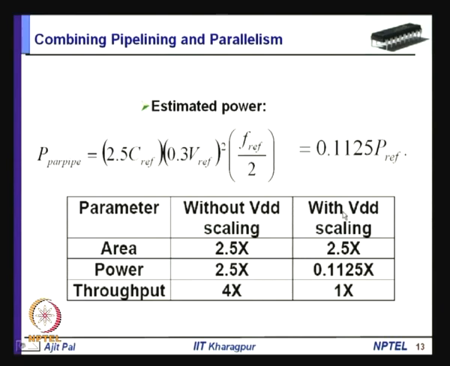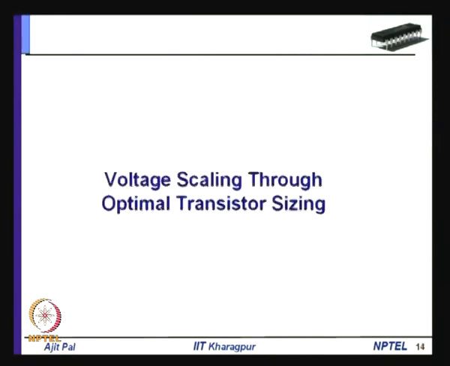But instead of that, if we combine parallelism and pipelining for low power, and we do voltage scaling, in such a case we can see although the area increases by 2.5 times, the power dissipation is 0.1125 times of the original circuit, keeping the throughput same as the original one. So, this is how we can use parallelism, we can use pipelining, we can combine parallelism with pipelining to achieve lower power. Okay. Now, we change gear and shift to another topic, voltage scaling through optimal transistor sizing.